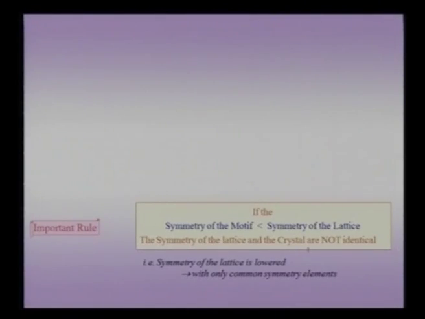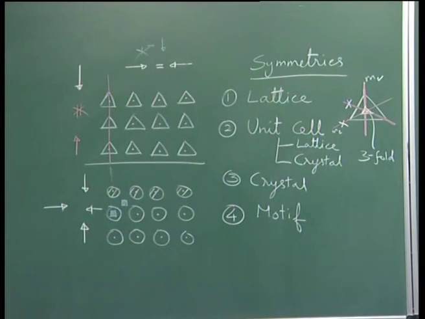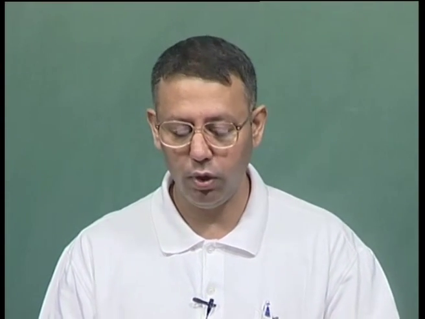So we come across the second principle, that if the symmetry of the motif is lower than the symmetry of the lattice, when I am talking about the symmetry of the motif, I am also worried about the orientation of the motif. Like in this case, suppose I had rotated the triangle, then there could be no symmetry element common between the lattice and the motif. If I arbitrarily rotate the triangle, then in that case the symmetry of the crystal will be even lower.